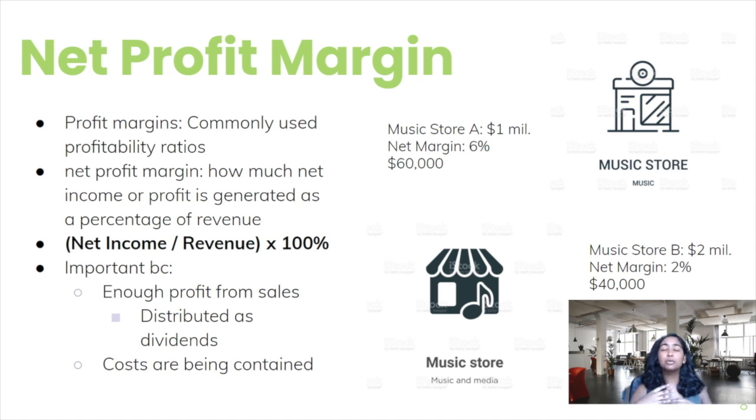We find the actual net profit by multiplying net profit margin percentage by revenue. Because profit is higher for A, we would want to invest in Music Store A instead of Music Store B.